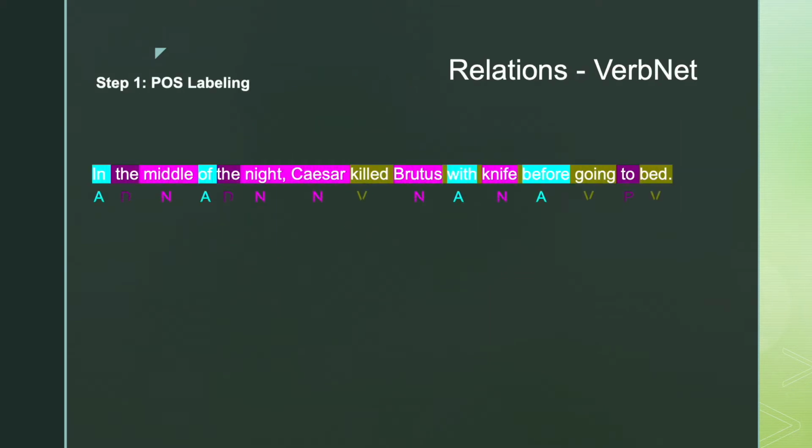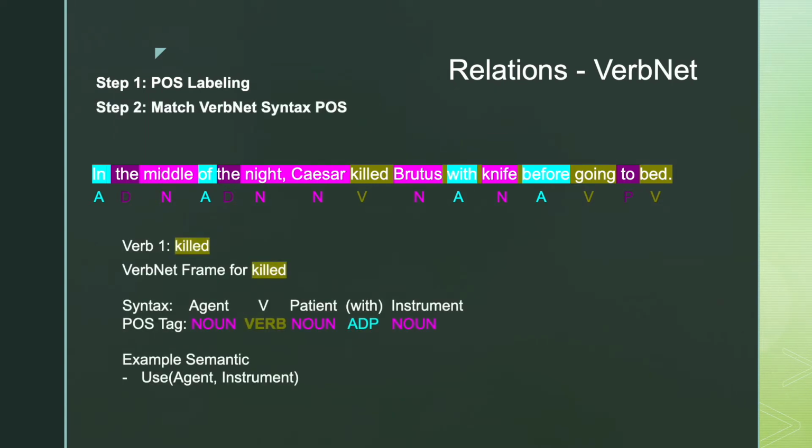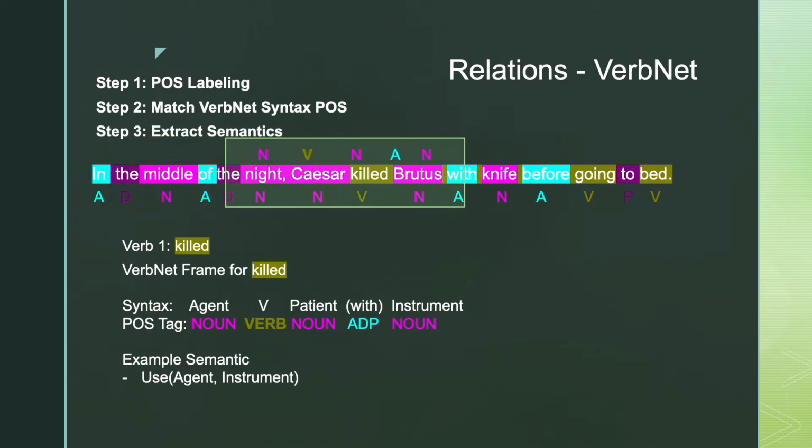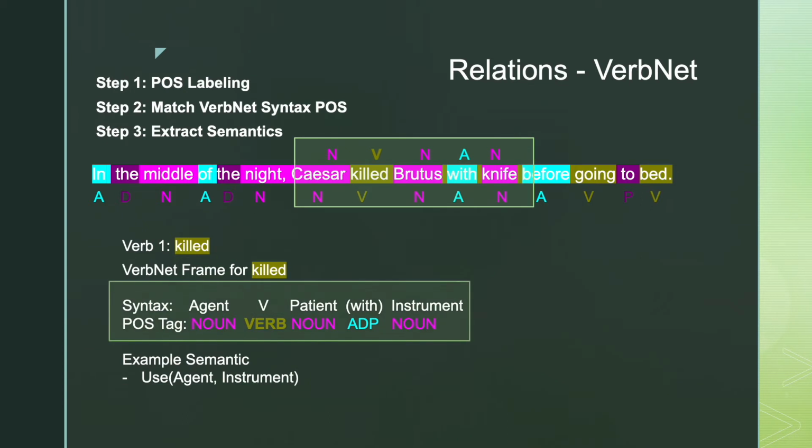In step 1, the sentence is labeled with POS, where each word receives a part of speech tag. In this example, the words Caesar and Brutus are labeled as nouns. Then in step 2, each verb in the sentence is looked up in VerbNet and associated verb frames are obtained. In each frame, a list of syntax and corresponding semantics are returned. Each have both POS tags. Finally, the VerbNet syntax POS are matched to POS tags for the sentence. In step 3, valid matches will trigger semantic retrieval, which uses the POS tags to match entities in the sentence to semantics. These semantics form the final relations here.